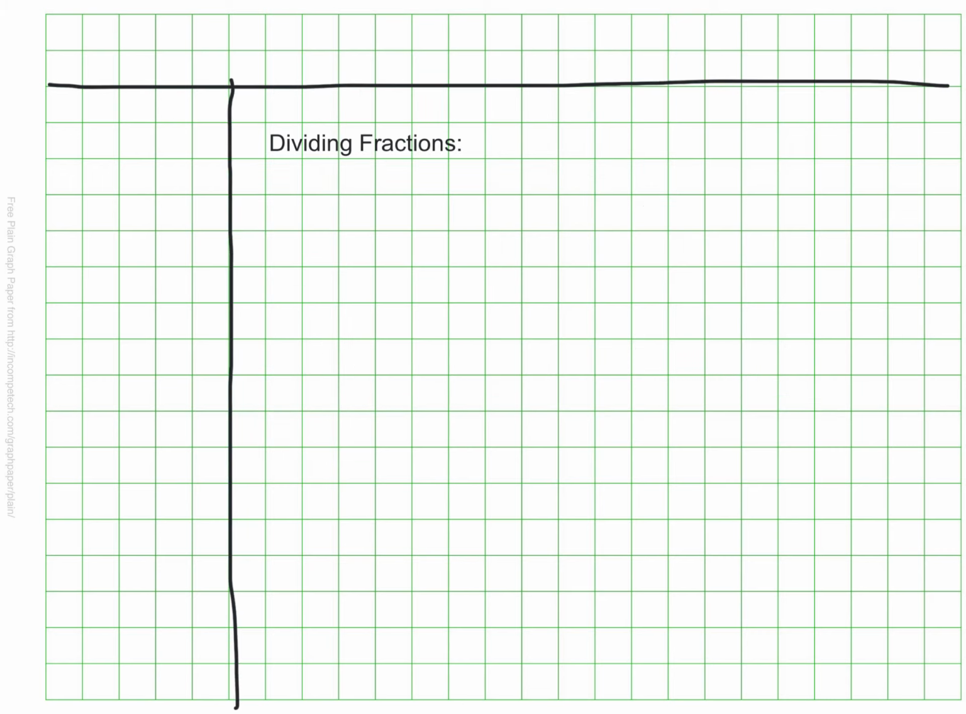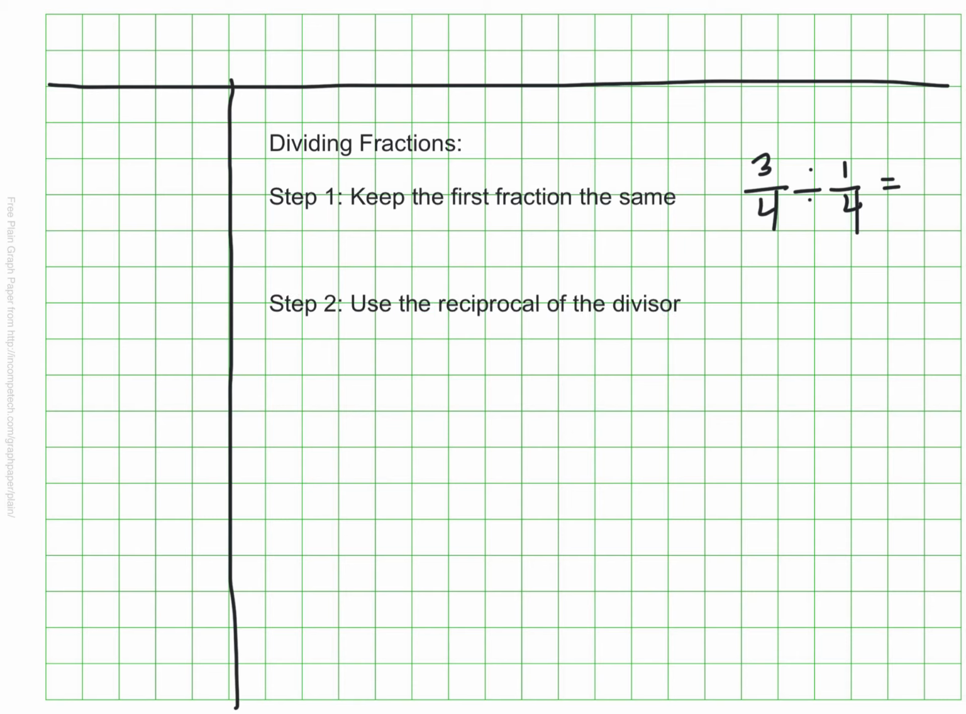So here we're going to outline the steps of the algorithm for dividing fractions. The first thing we do is keep our first fraction the same. So in the number sentence 3/4 divided by 1/4, we're going to keep the 3/4 just as it is. Step 2, we're going to use the reciprocal of the divisor. So again, in our example, we had 3/4 divided by 1/4. We're now going to use the reciprocal and make it 4/1. So we have the opposite fraction, essentially.